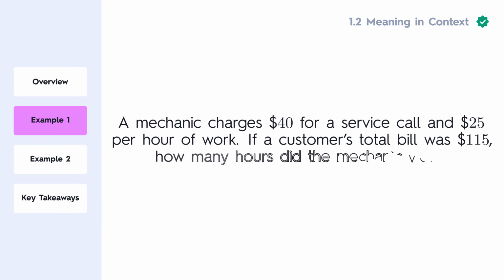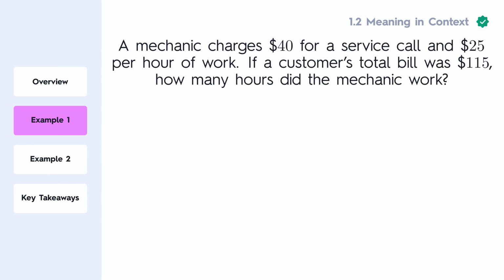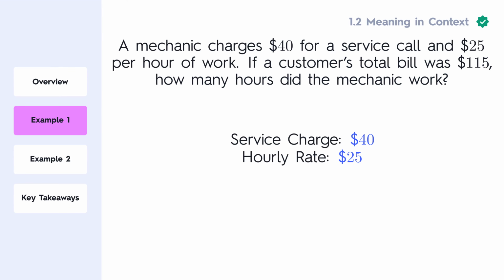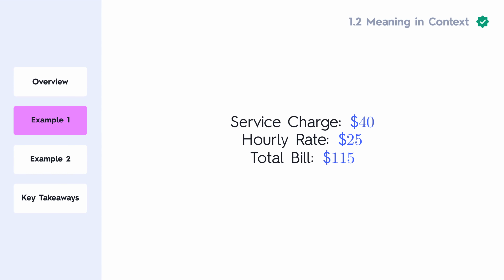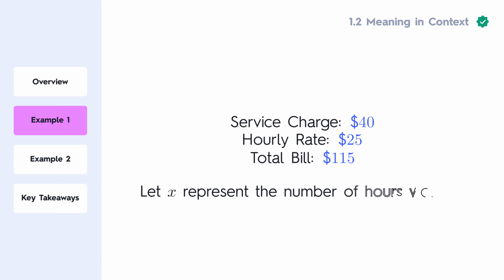Let's get into our first example. A mechanic charges $40 for a service call and $25 per hour of work. If a customer's total bill was $115, how many hours did the mechanic work? Let's break this down step by step. First, we need to define our variable. The question asks how many hours the mechanic worked, so we'll let x represent the number of hours.